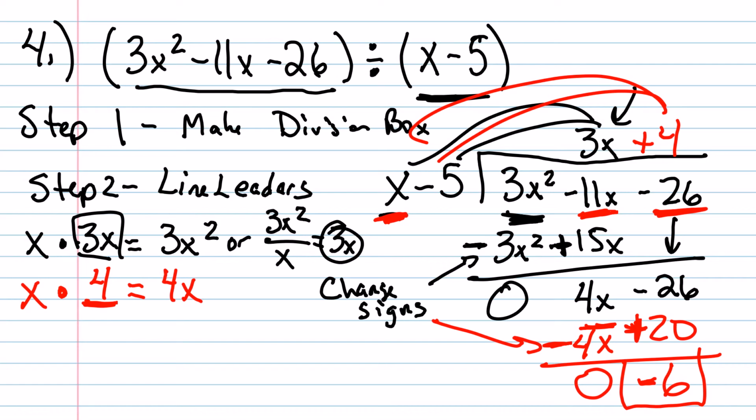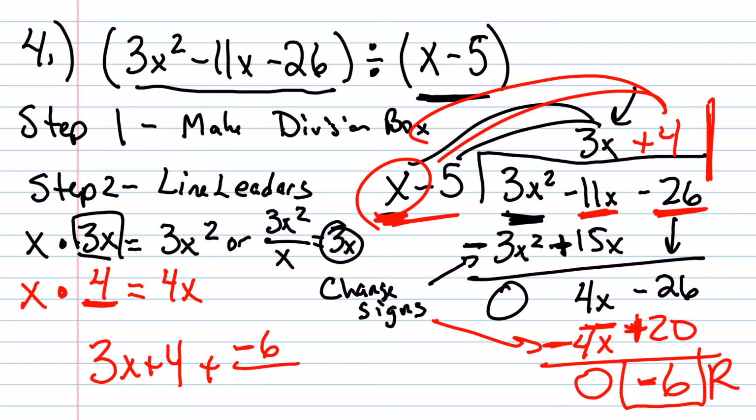And look, if you lined everything up, you're already out of room. There's no more room here. That tells me right away I think this is my remainder. And just to double check, if I have x, there's no way I can multiply by anything to give me negative 6. So that's my remainder. So my final answer is just 3x plus 4. And remember, the remainder theorem tells us you add that remainder, negative 6, put it over your divisor, x minus 5. And that's my final answer.